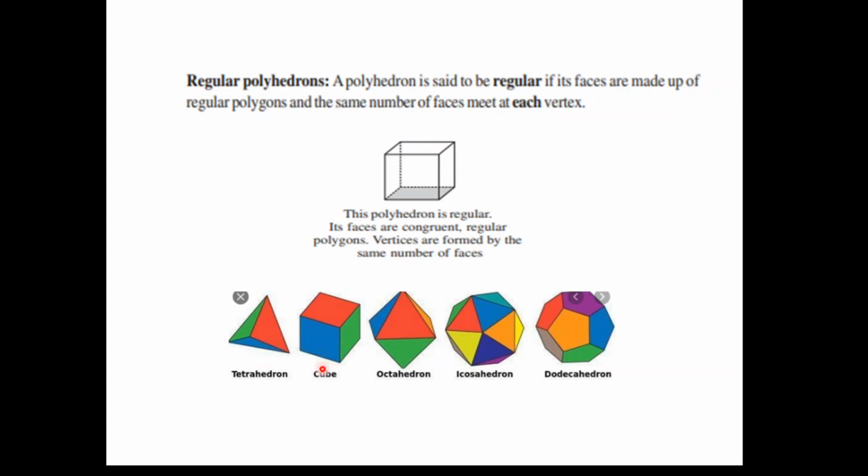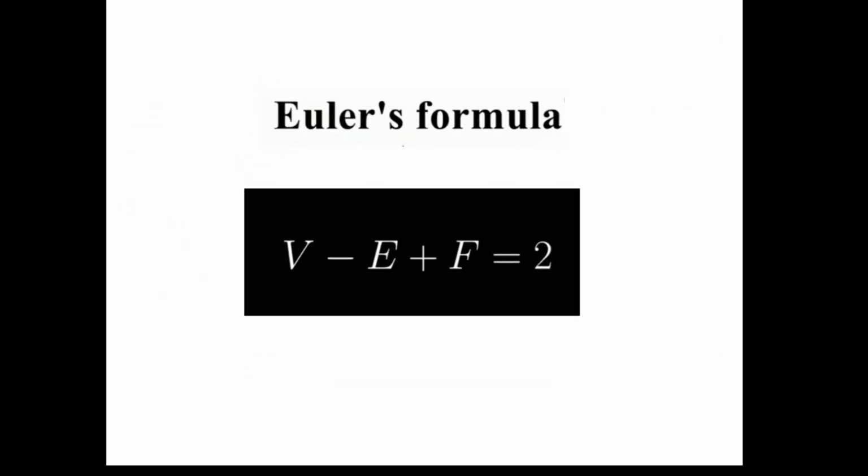Look at some other examples also. This is a tetrahedron. All the faces are congruent triangles. Here look at this, the octahedron, and the icosahedron. All these faces are congruent triangles. Here look at this. All faces are regular pentagons. So what is this called? Dodecahedron.